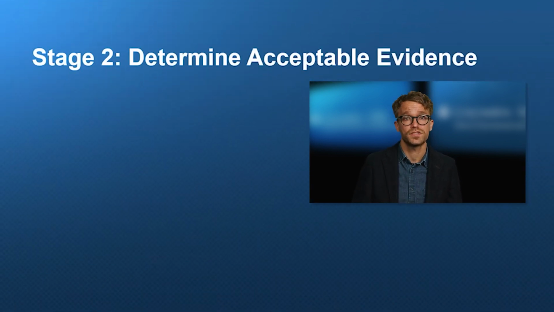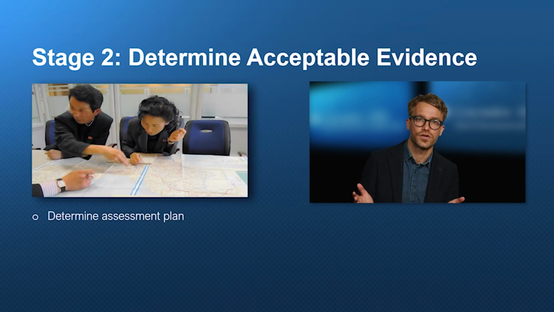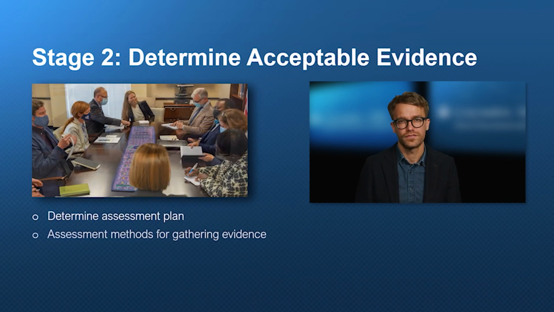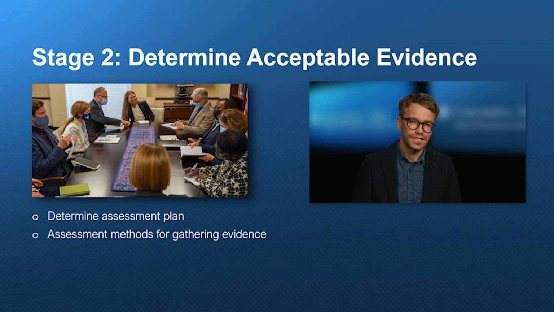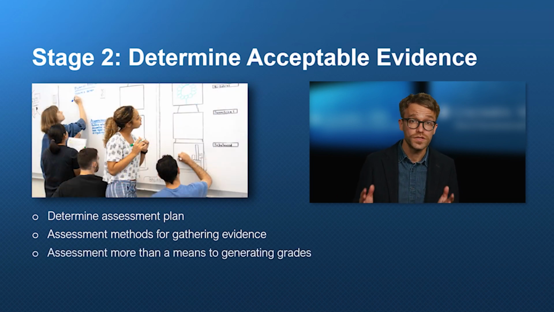During Stage 2, determine acceptable evidence, instructors must decide what evidence will demonstrate that students have achieved the outcomes articulated in Stage 1. In this stage, instructors should determine an assessment plan, as well as a variety of assessment methods for gathering evidence. It's crucial to remember that assessment is more than just a means for generating grades. Rather, it's a critical step towards ensuring students achieve learning outcomes. Questions to guide Stage 2 include, how will you know students achieve the desired results? What assessments, tasks, and evidence will guide instruction? And what criteria will be used to evaluate students' performance?